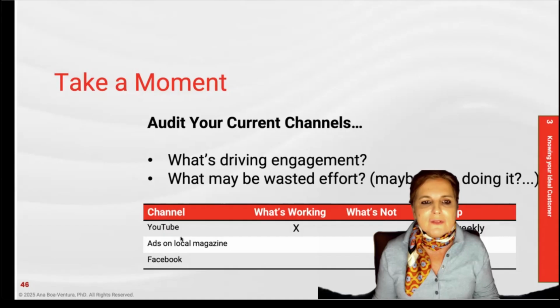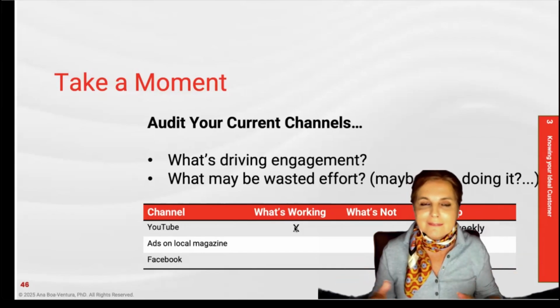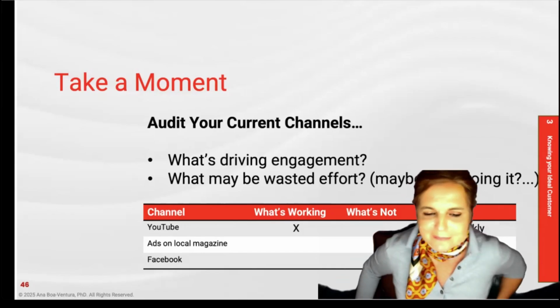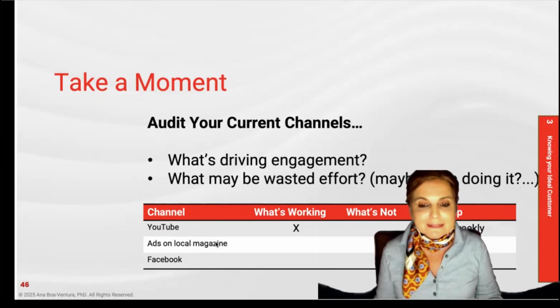You would list your current channels. Let's imagine that your current channels are YouTube, ads on a local magazine, and Facebook. And then what's working? YouTube in this case. Another example where YouTube is actually working, and what's not working is ads on a local magazine, which can be really expensive, and Facebook.